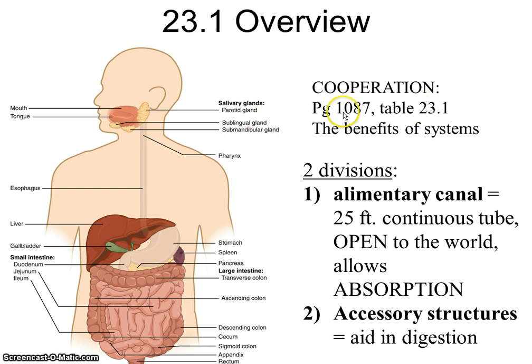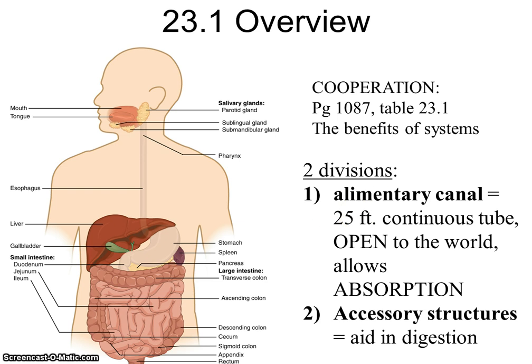All right, so I just referred here to page 1087 to look at what other systems cooperate and benefit from the digestive system, which is pretty much everything, right? Because ultimately, to be able to sustain your tissues and organs of the body, you need building blocks and you need energy. And that is provided by what's going to happen here in the digestive system. So again, the two divisions, alimentary canal and accessory structures, we're going to look at those in detail and discuss how they assist in this process of digestion.